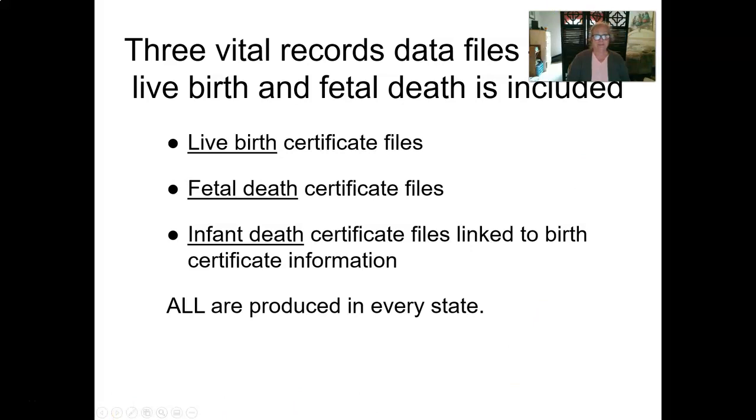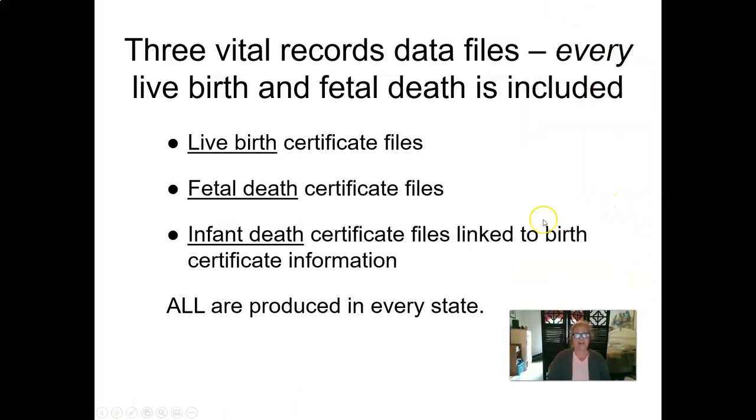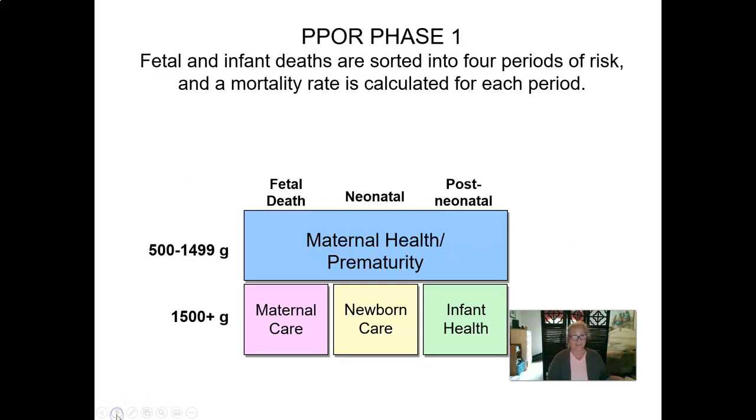There are 3 vital records data files that we need for PPOR. The live birth certificates, of which there are a lot of births, then the small number of fetal deaths, and the small number of infant deaths. But those have to be linked to the birth certificates to be able to be used in PPOR. They're all produced in every state. Don't let your state tell you that they don't have them or that you have to do the linking yourself. They really are all there.